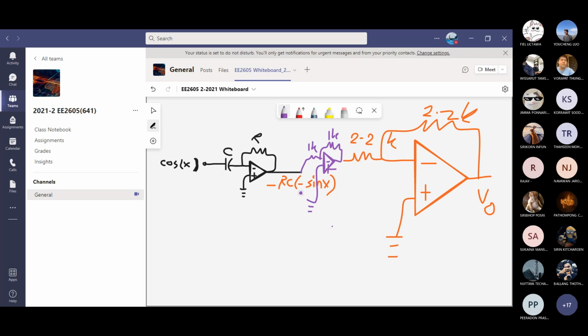If R times C is 1, you have sine x here, and then output is sine x times minus 1. So minus sine x again times minus 1, you get total sine x. But what is our desired output? Half sine x. So R times C should be 0.5. You follow this part?